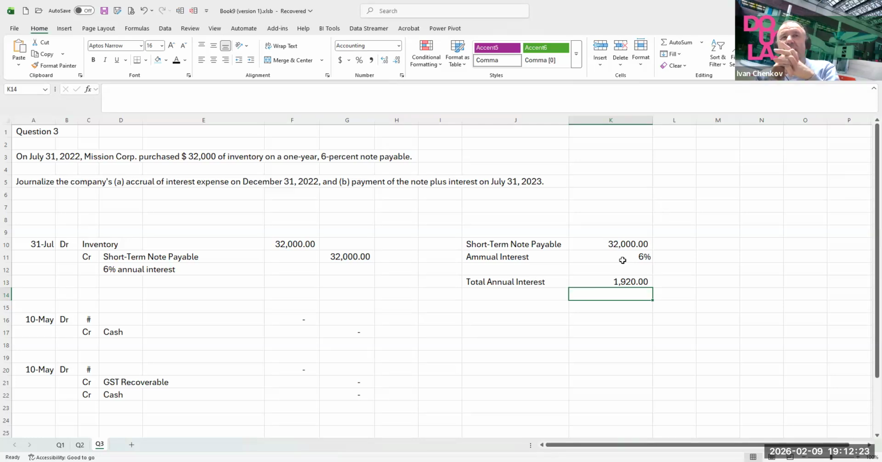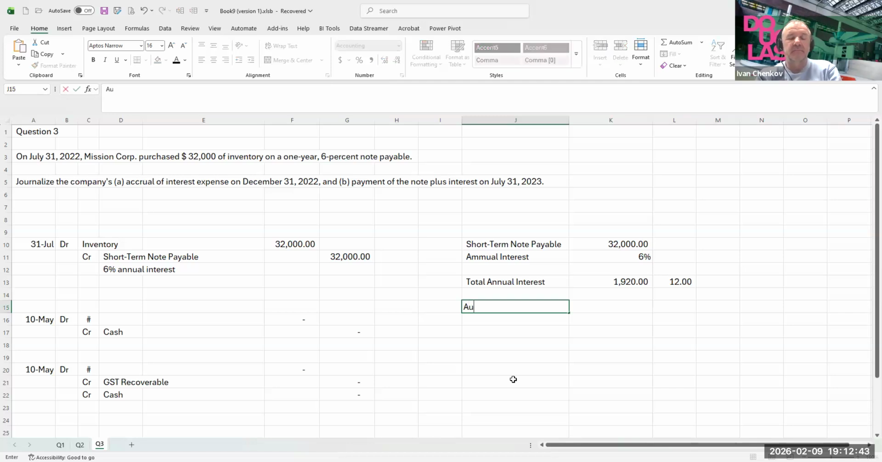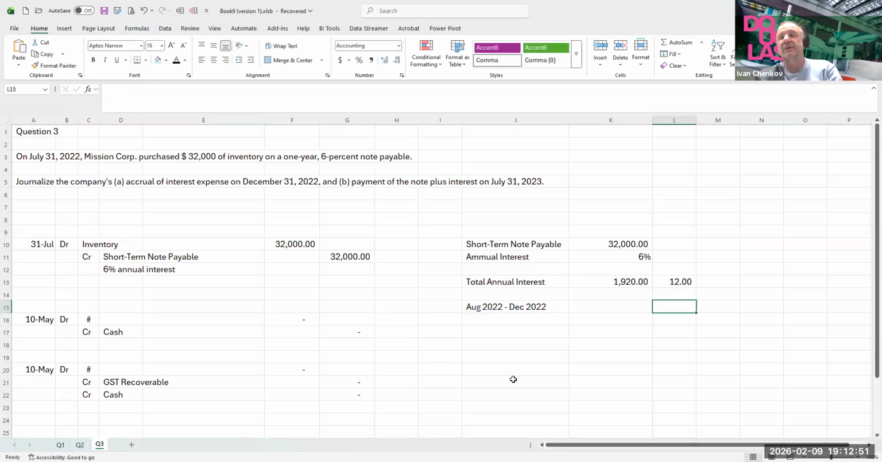Since we purchased the equipment on July 31st, the interest is going to start counting from August. This is the total annual interest, which is for 12 months. What we have to do is very simple. July 31st, so we start paying interest from August 2022 to December 2022. Now, how many months do we have here? Somebody jumped on 5 months. Okay, let's put 5 months.